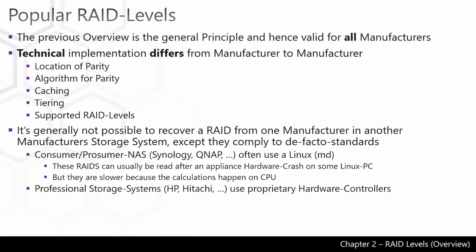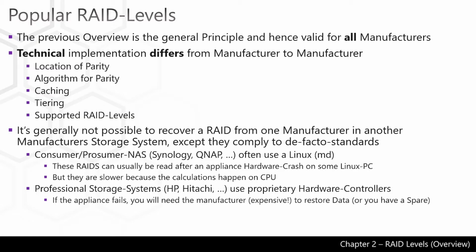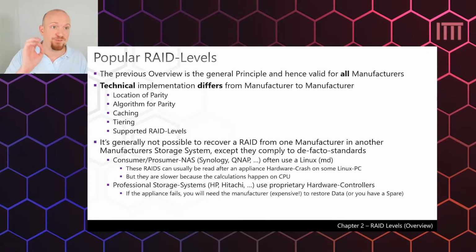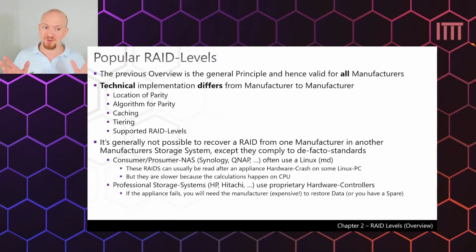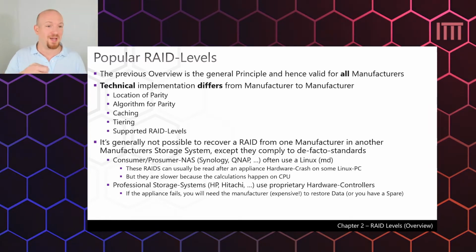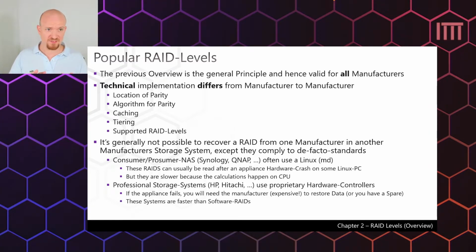With professional storage systems like from HP or Hitachi, they use proprietary hardware controllers. So if the appliance fails, you will need the manufacturer, which is typically very expensive, to restore the data for you. Or you have a second SAN where you can just swap out the disks. But these systems are much faster than just software RAIDs.